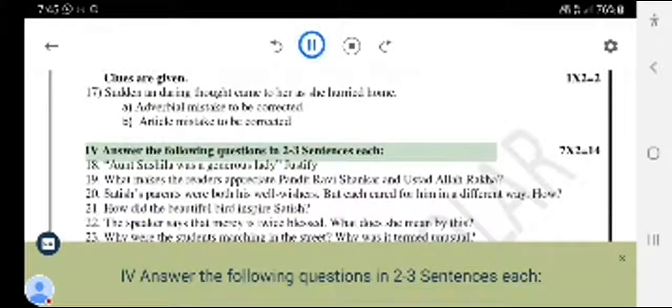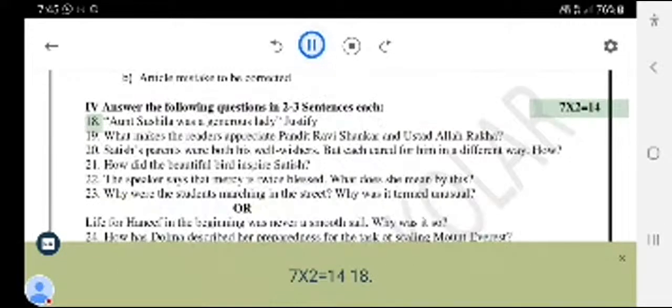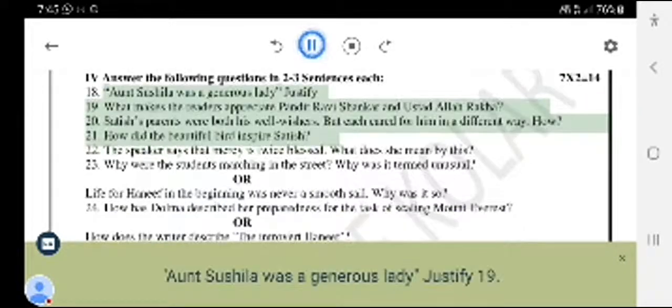IV. Answer the following questions in 2 to 3 sentences each. 7x2 = 14, 18. Auntie Sheila was a generous lady. Justify. 19. What makes the readers appreciate Pandit Ravi Shankar and Ustad Allah Rakha? 20. Satish's parents were both his well-wishers, but each cared for him in a different way. How? 21. How did the beautiful bird inspire Satish?